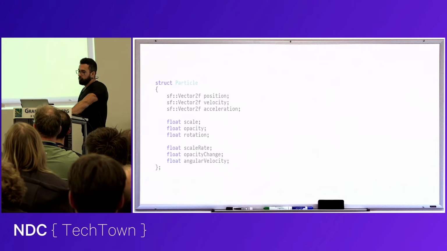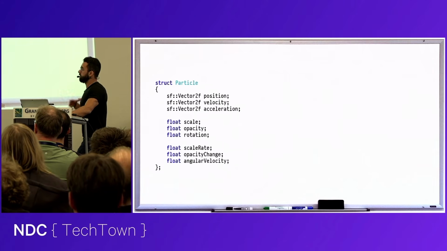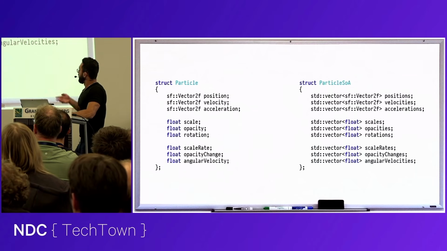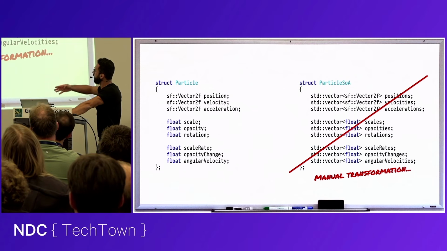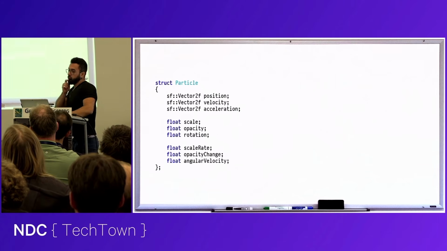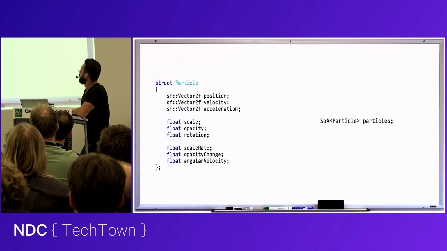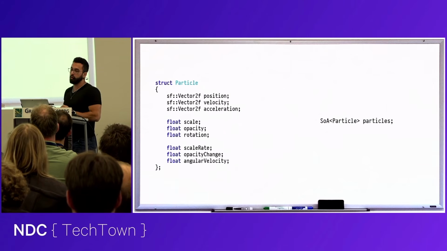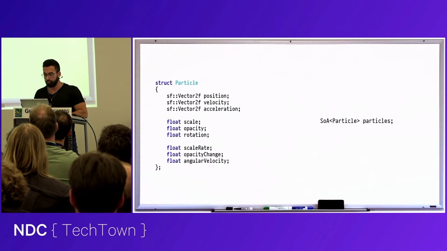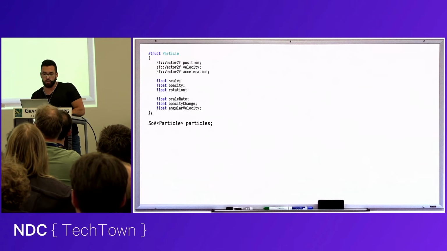So I like this. This is concise, easy to understand, and everybody understands the idea of a particle. I don't like this because I have to manually transform the nice idea into SOA. So it would be cool if we had some sort of magic template called SOA, we gave it a struct, and then internally it generated what we've seen before. It basically converts this from AOS to SOA automatically. So if we had this, what could we do with it? What would the API look like?